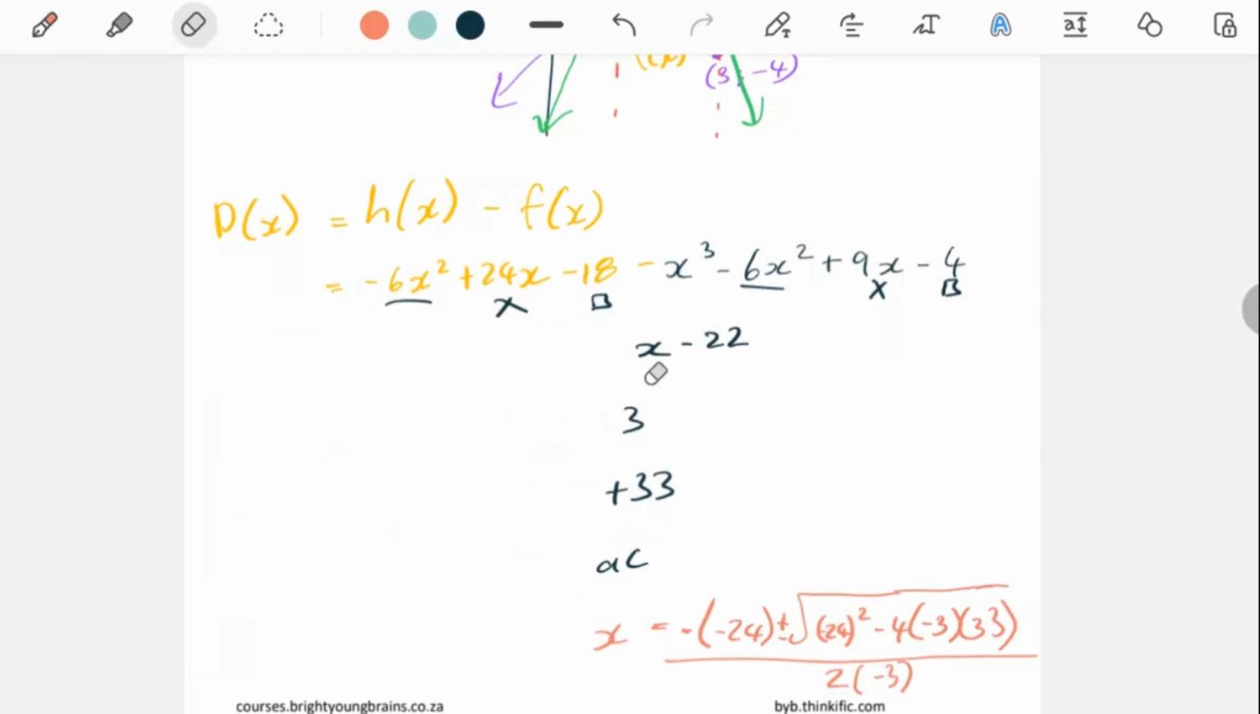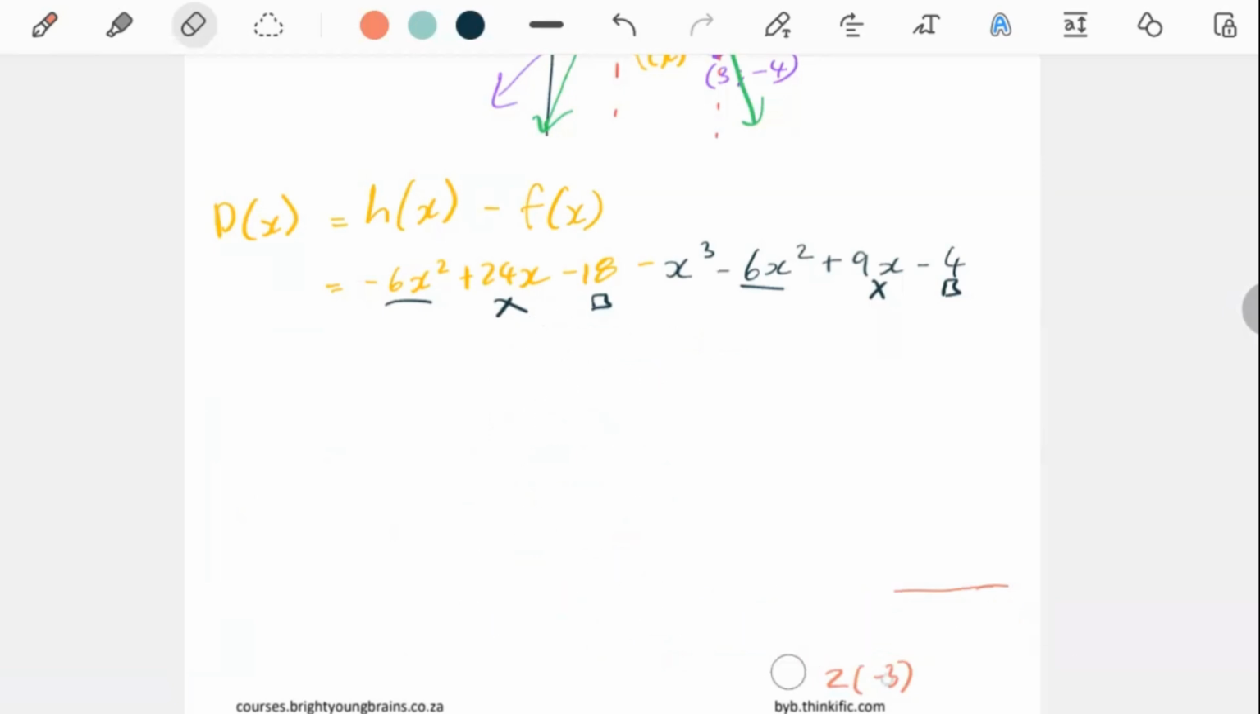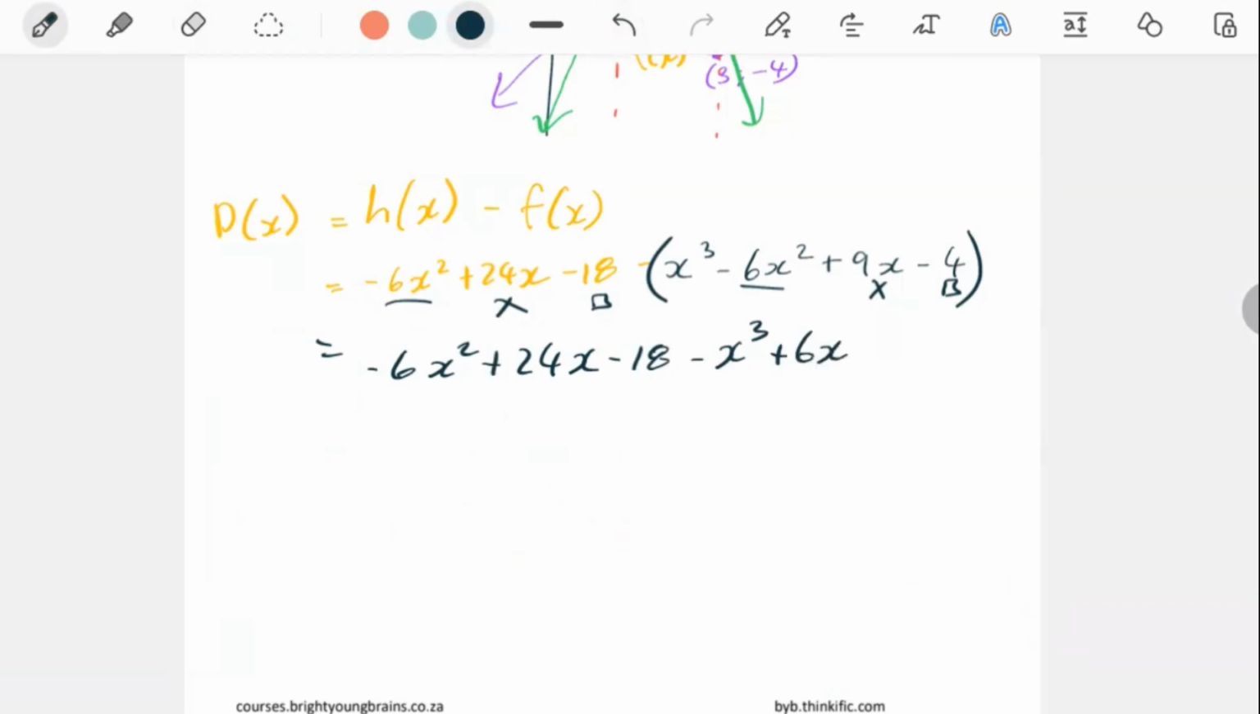I think making such a silly mistake is uncalled for, because look, we're supposed to put brackets here. Very, very tacky mistake. So this would be negative 6x squared plus 24x minus 18, minus (x cubed positive 6x squared negative 9x positive 4). So the mistake I made right now is something I always actually call people out on.